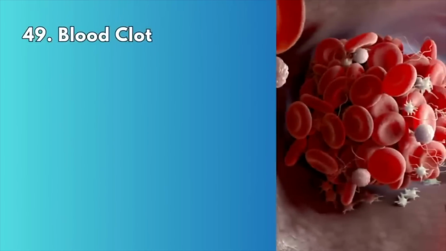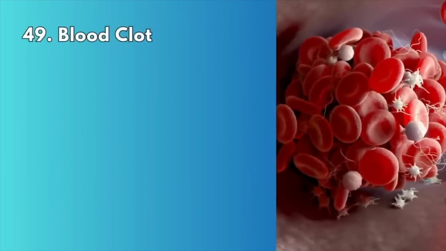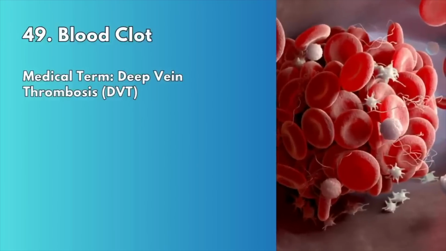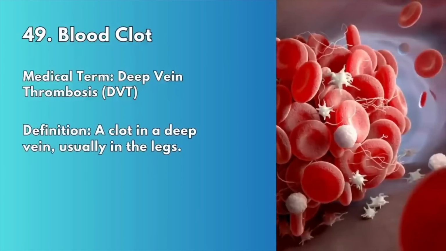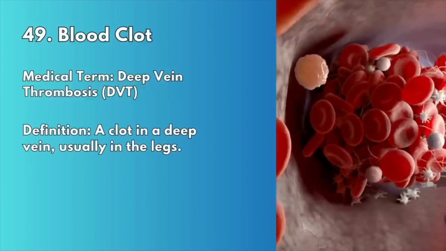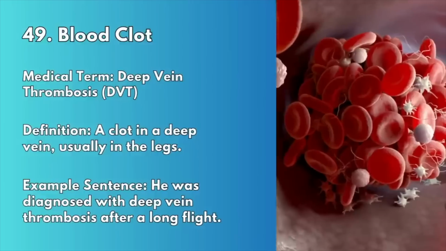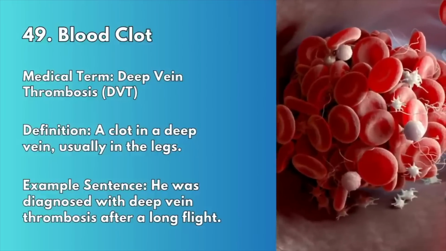Number 49 is a blood clot. There are lots of different types of blood clot. Today we'll cover deep vein thrombosis, or DVT. DVT is a clot in a deep vein, usually in the legs. He was diagnosed with deep vein thrombosis after a long flight.